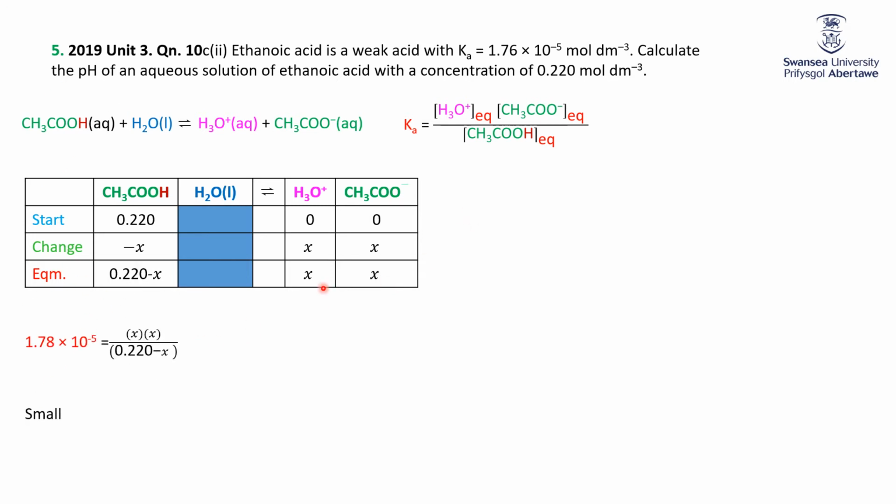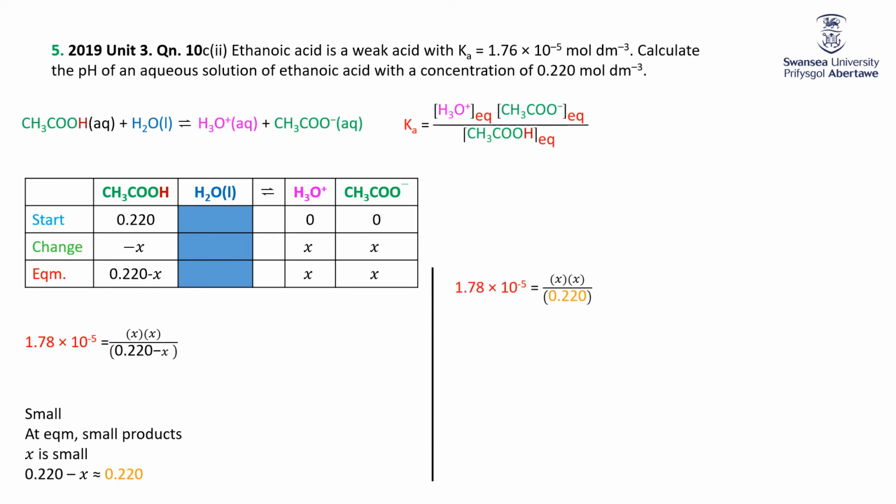Pop all that into our nice little equilibrium constant expression. We know the Ka, and then the concentrations from the ICE chart: x times x over 0.220 minus x. Now we say this is a pretty small number. If this is a small number, that means that at equilibrium there won't be very many products. If there aren't very many products, x is small, and maybe x is small enough that we can ignore it compared to 0.220 and say that 0.220 minus x is about 0.220. Now let's solve that problem, because 0.220 is a lot nicer than 0.220 minus x. We get that x is 1.98 times 10 to the minus 3.